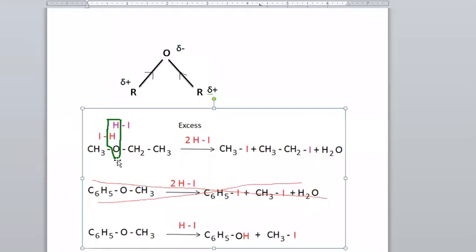This is ethyl methyl ether. If we take excess hydrogen iodide, then what will happen? This alkyl carbon-oxygen bond is cleaved. This side alkyl carbon-oxygen bond is also cleaved. On this side one iodine will join, and on this side another iodine will join. Then the 2 hydrogens combine with oxygen to form water. This is the product: methyl iodide, ethyl iodide, and water.